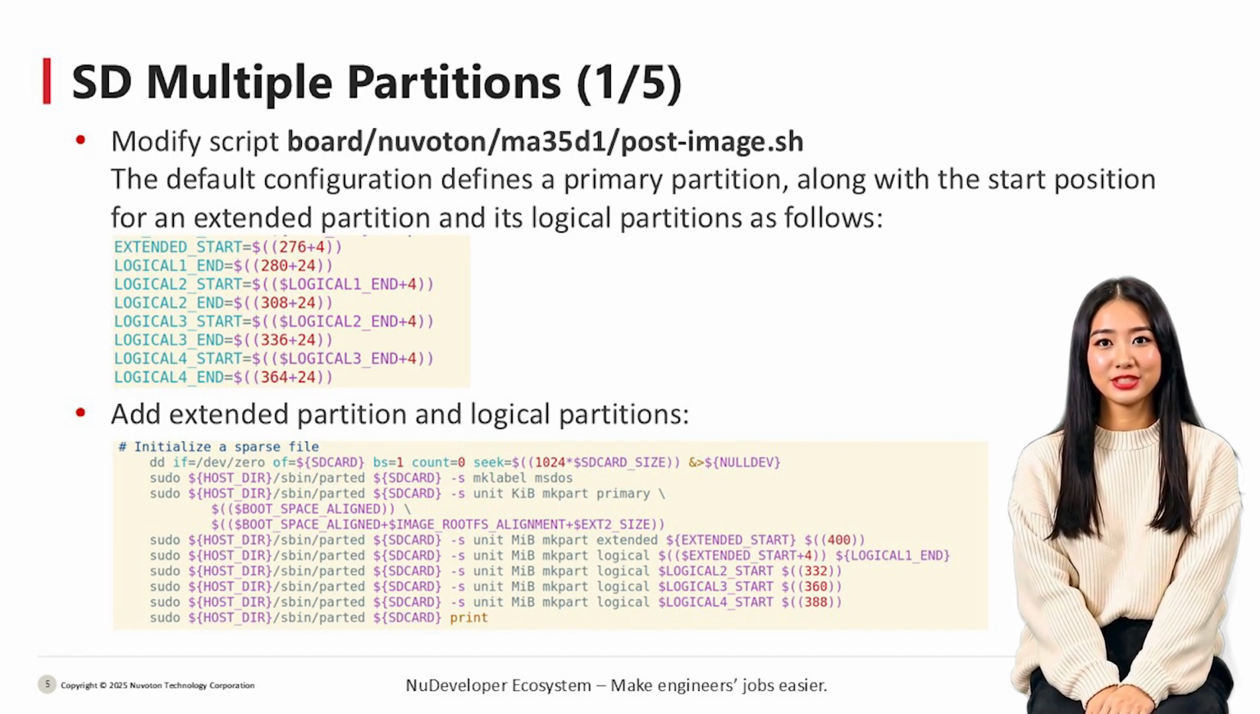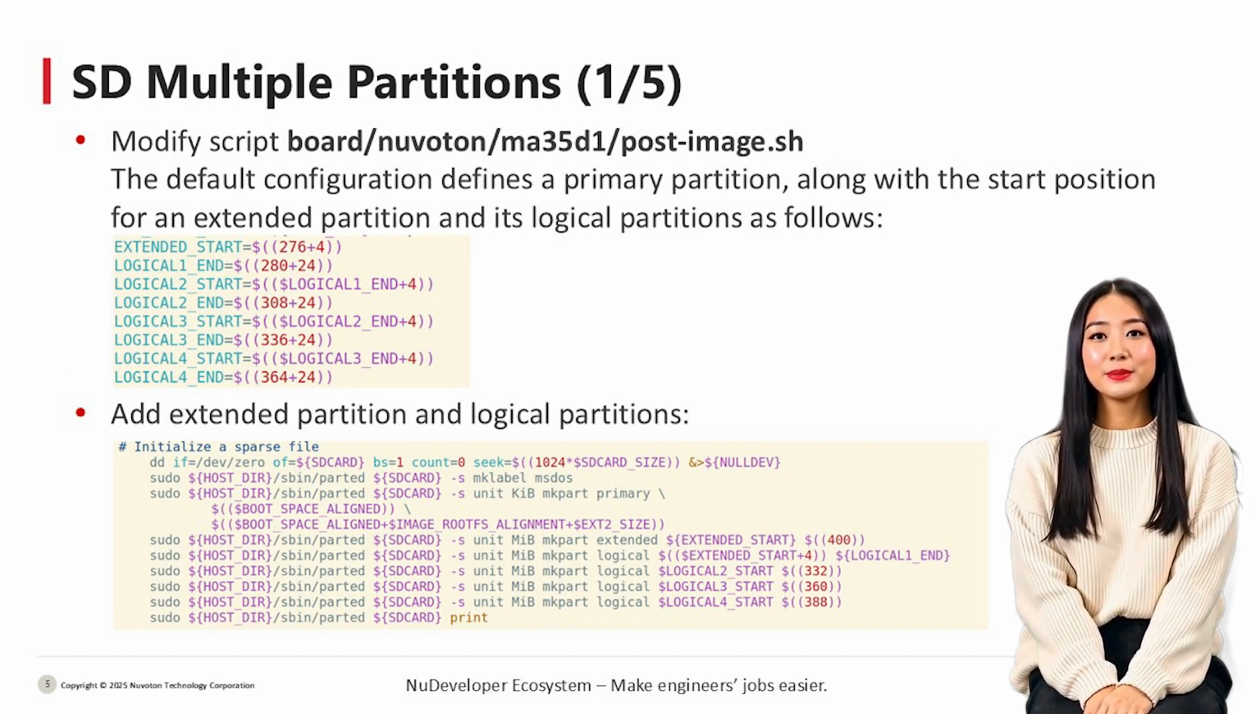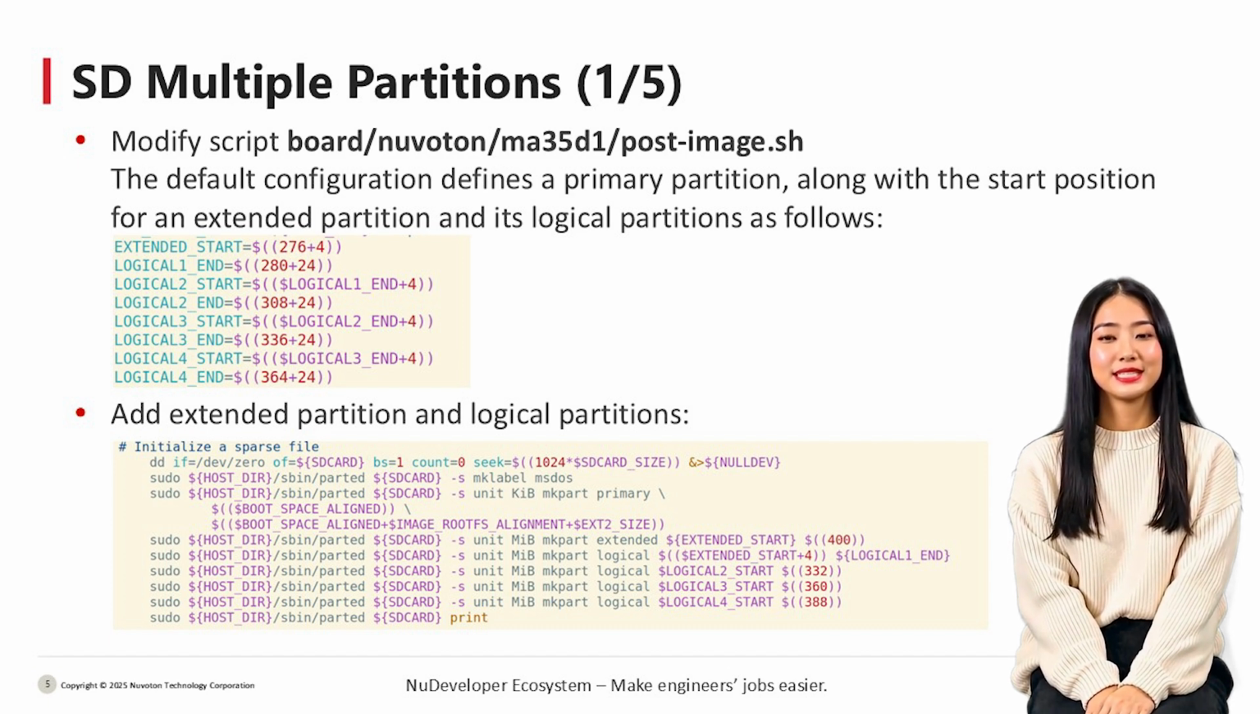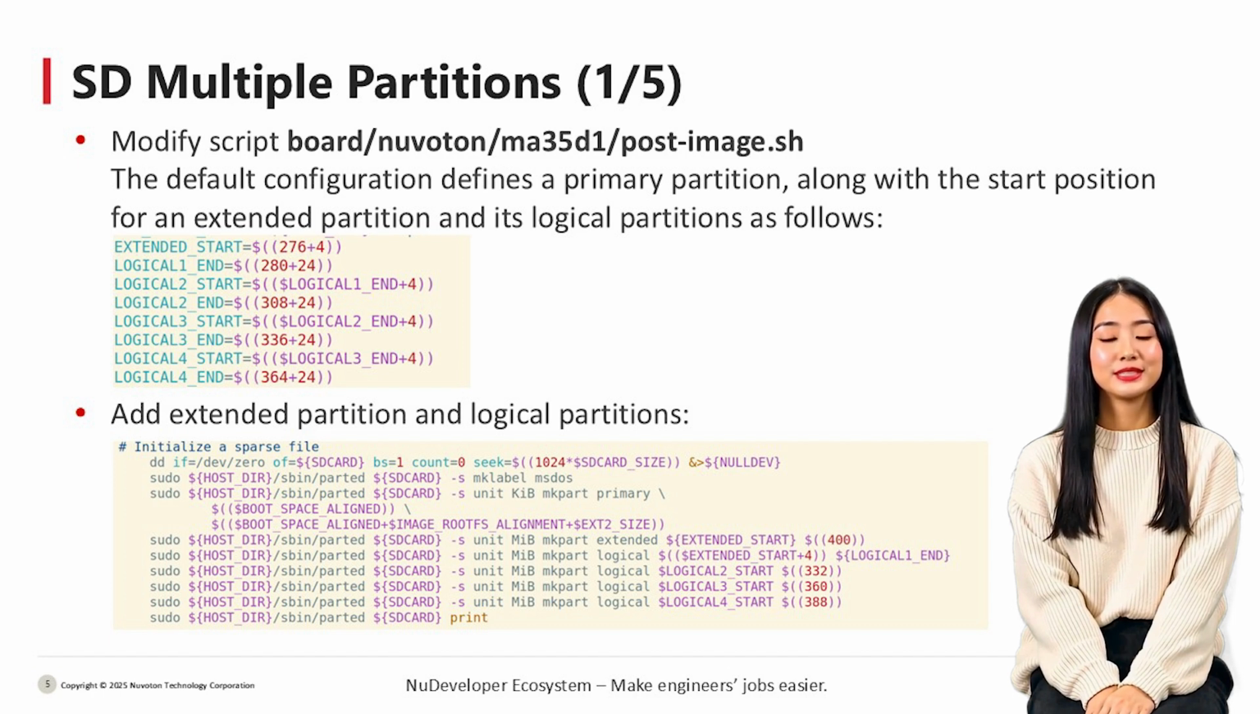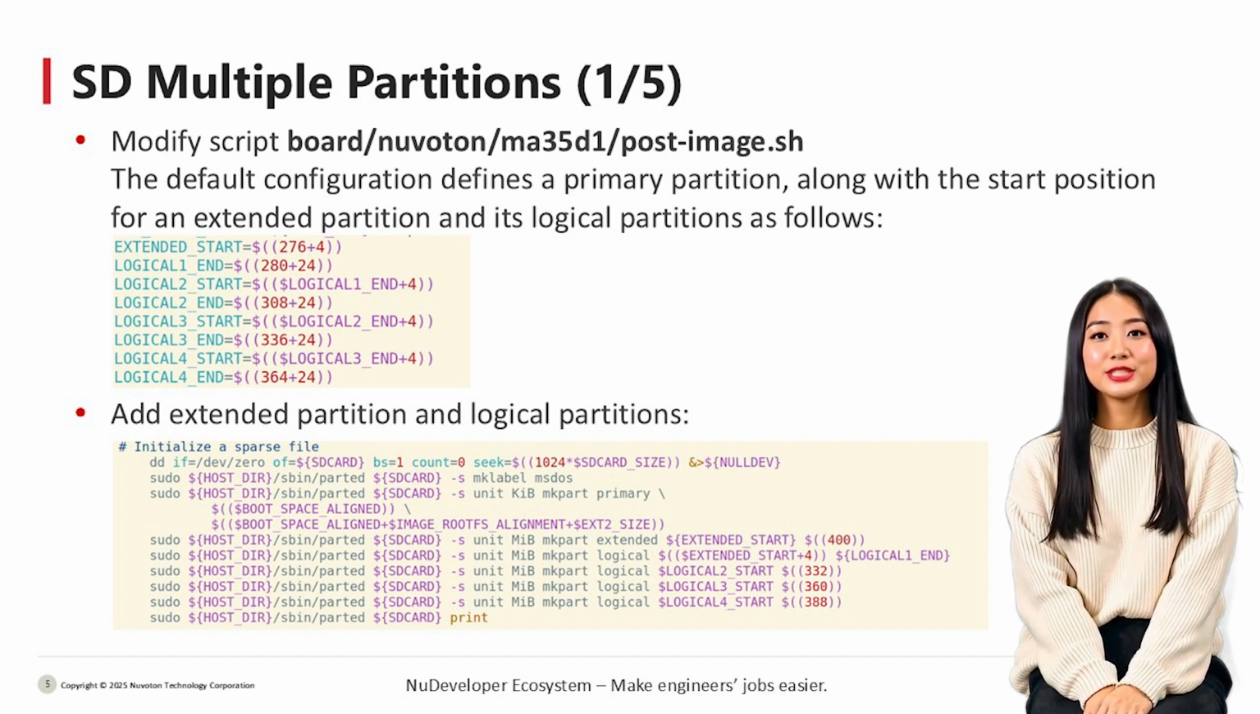After the theoretical partition design is completed, the next step is to implement the modifications. First, update the script postimage.sh located at board/nuvoton/ma35d1/postimage.sh. When creating the extended and logical partitions after the primary partition, ensure that the starting address of the first logical partition is offset by 4 megabytes from the starting address of the extended partition.